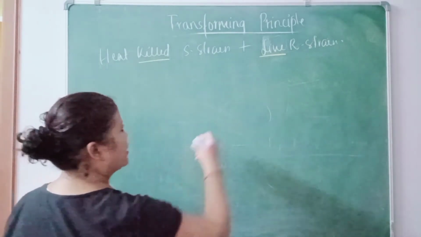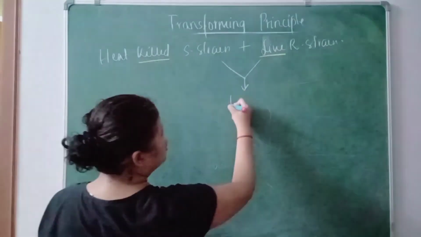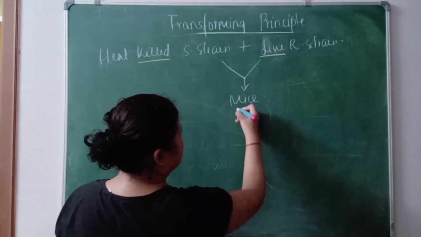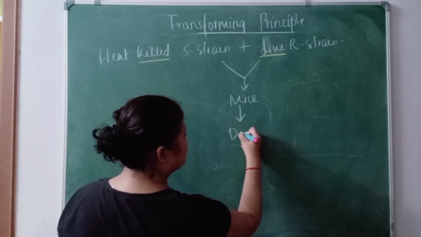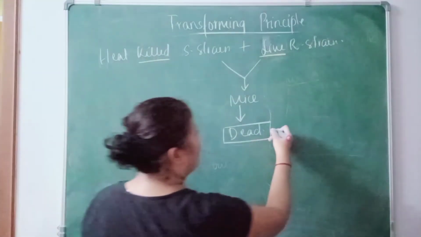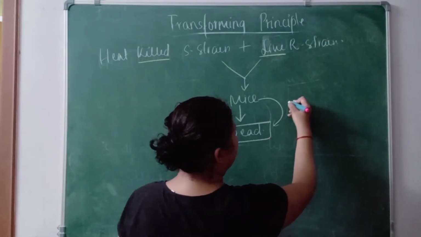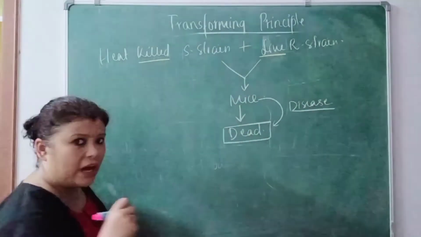Alright, and then he took this mixture medium and injected it into the mice. The observation he got was that the mice were dead. The mice died because they suffered from the disease, that is pneumonia.